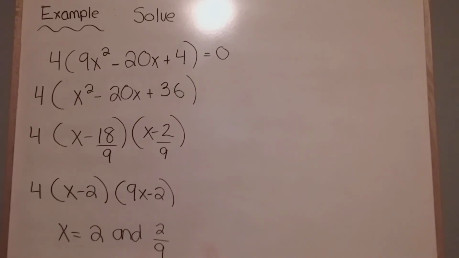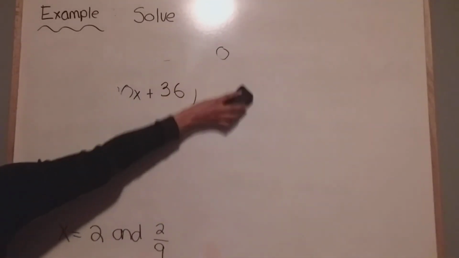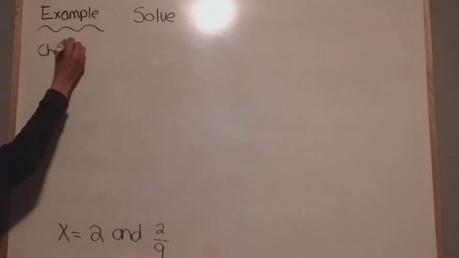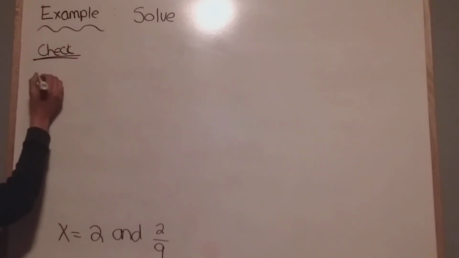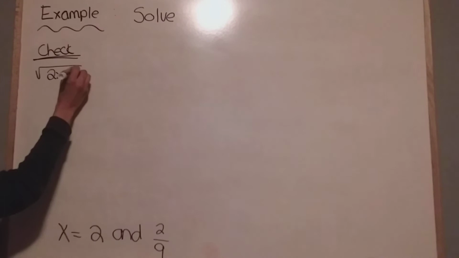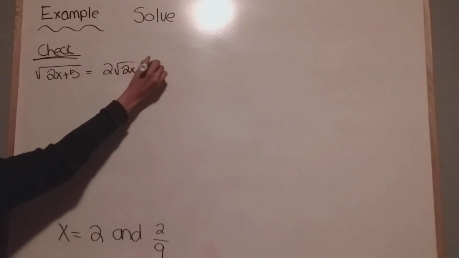But what do I have to do? I have to do a check. In order to do my check, I go back to my original question. So I'm just going to erase this here to show you my check. So this is my check. My original was square root of 2x plus 5 equals 2 times square root of 2x plus 1.